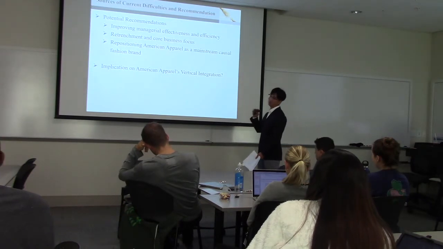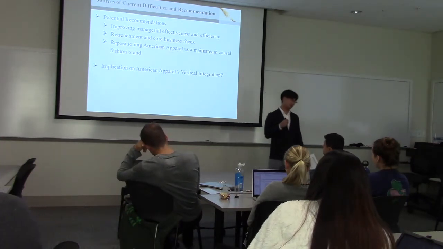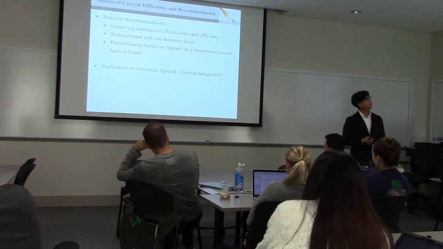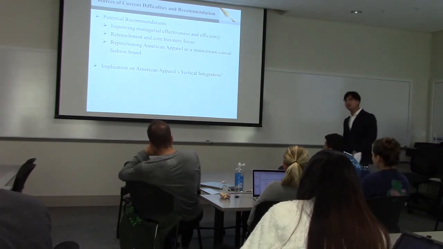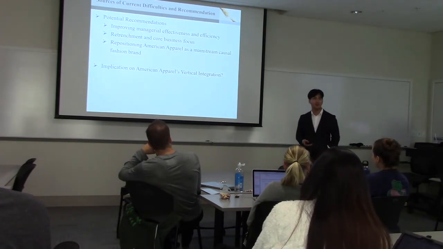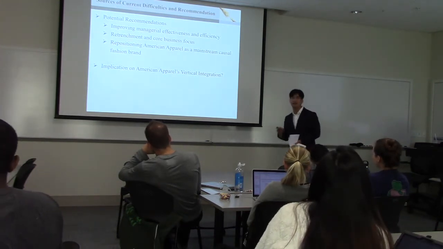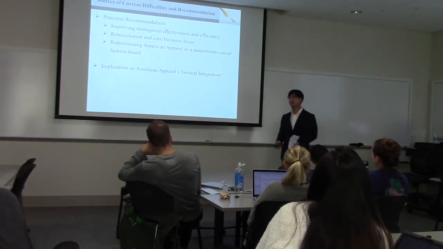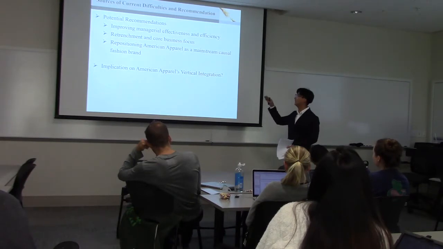Retrenchment and core business focus. As you saw on the segmentation financial statement, they're making the most profit from the wholesale business. So they may want to just focus on wholesale as opposed to going into retail, right? They have good quality t-shirts that they can sell to different brands for them to print their logo and sell at a higher price. So they may want to do that, right?